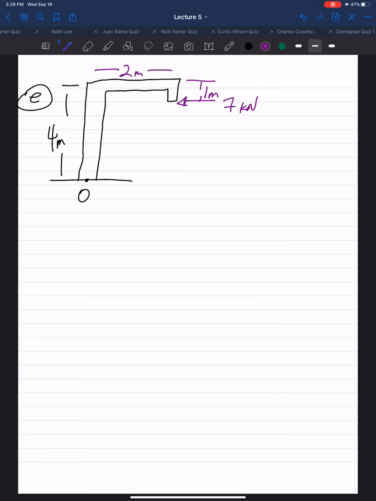With a 7 kilonewton force here, let's extend the line of action. So the perpendicular distance between the line of action of the force and the point O is what? 4 meters minus 1 meter equals 3 meters, equals D, the perpendicular distance between the line of action of the force and the point O.